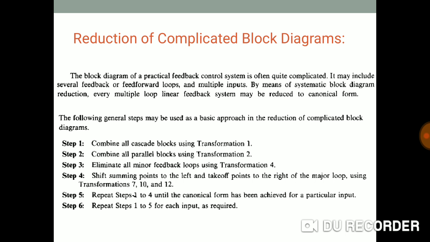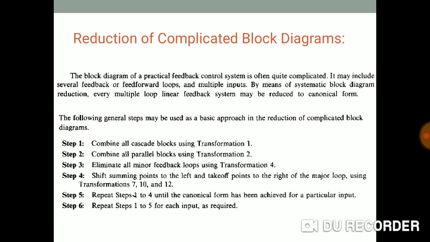Step number 4, shift summing points to the left and takeoff points to the right of the major loops using transformation rules number 7, 10 and 12. This is a very important step at the time of reduction of the block diagram. That is, always shift the summing point to the left side of the block diagram and shift the takeoff point to the right side of the block diagram.